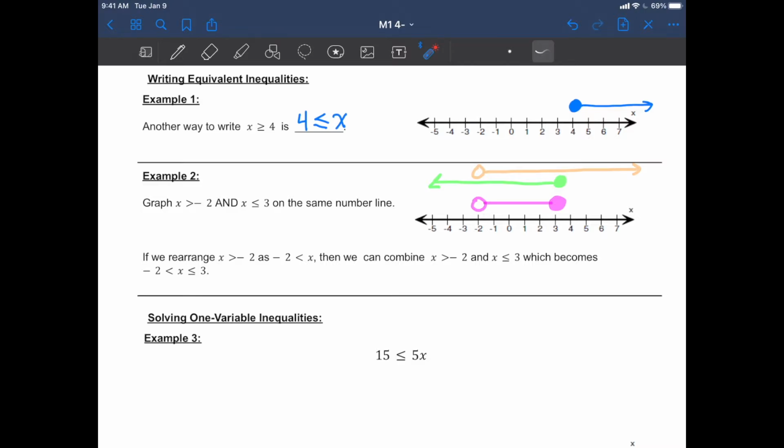Typically, inequalities like this one are not written like this. If we rearrange this inequality, x is greater than -2, as -2 is less than x, then we can combine these two together and it becomes that x is between these two numbers like so. And so that makes way more sense when you see it this way. You can see that x is in between -2 and 3.